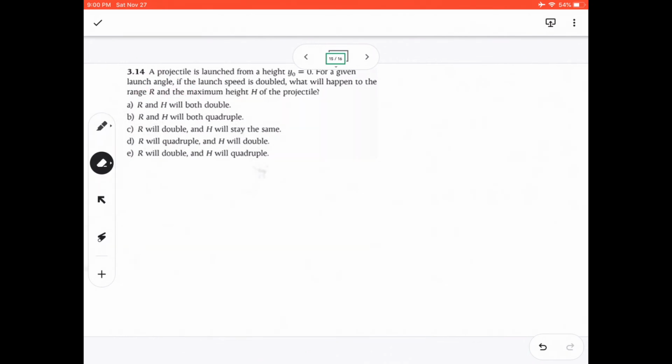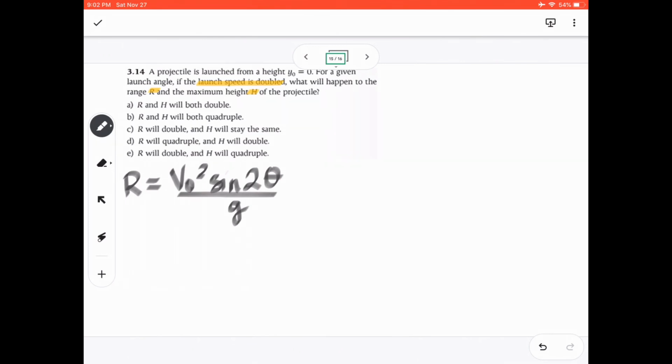So we are talking about the range. We're looking for the range and the height if the launch speed is doubled. First, we're going to list the formula for R. We know that R is equal to V0 squared sine 2 theta divided by g. But V0, it says in the problem, is doubled, which means you're going to multiply it by 2.